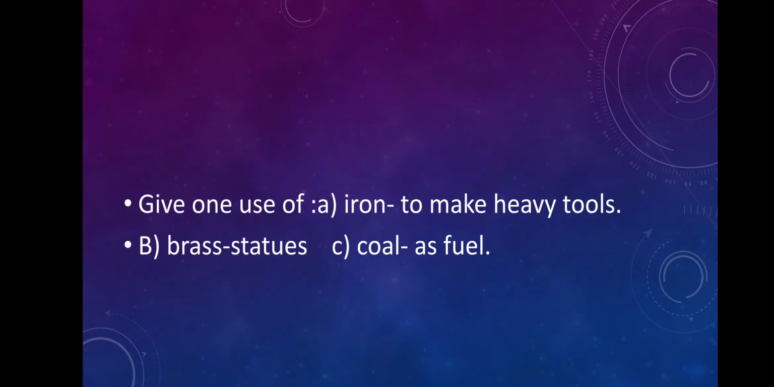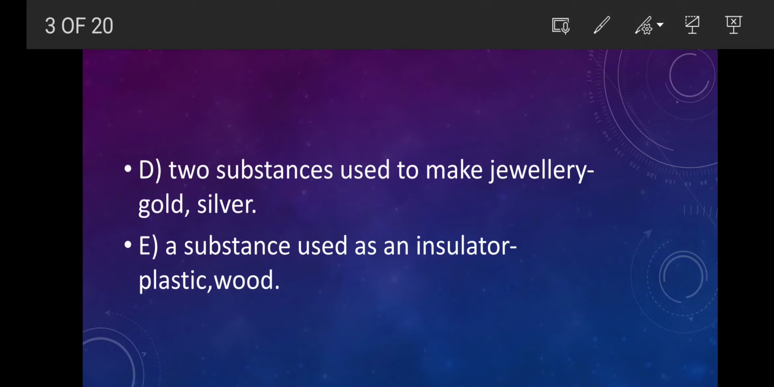Now next, name two substances which are used to make jewelry. You are well familiar with that. Yes, gold and silver. Gold and silver are the two substances that are used to make jewelry.